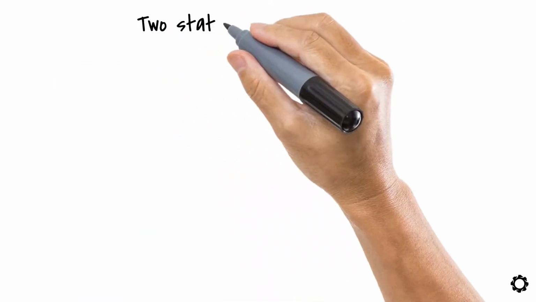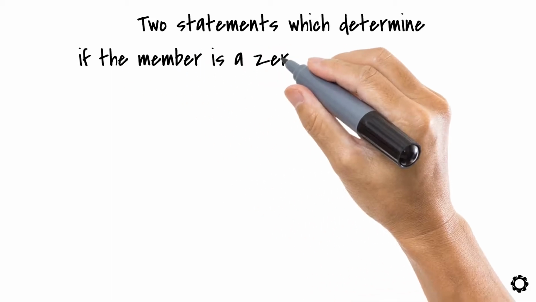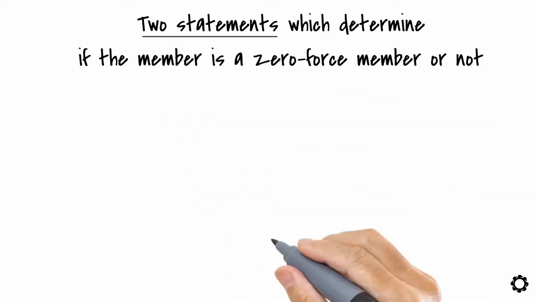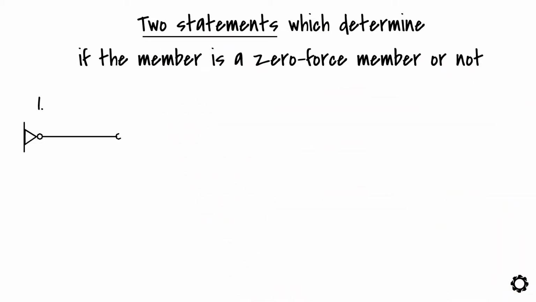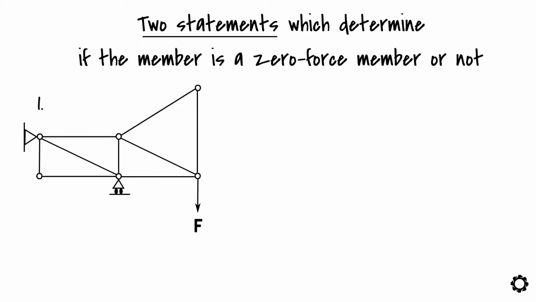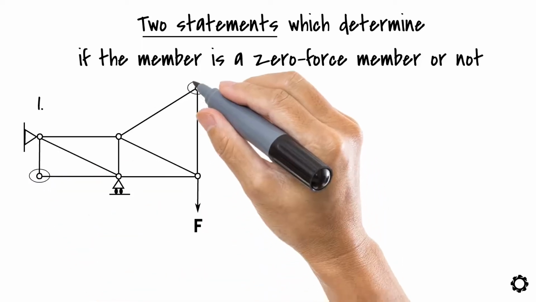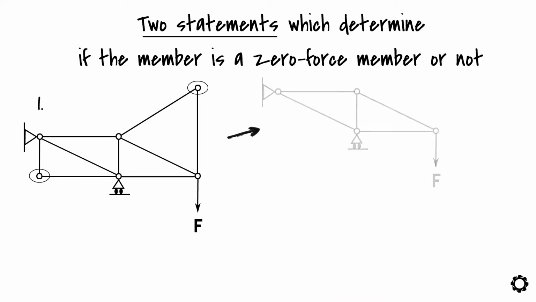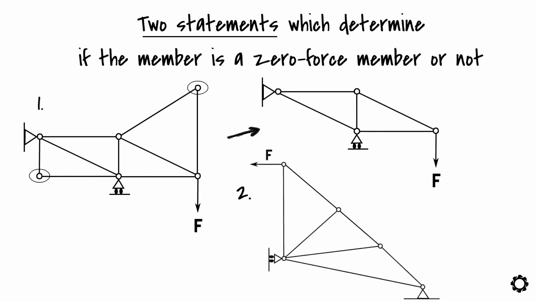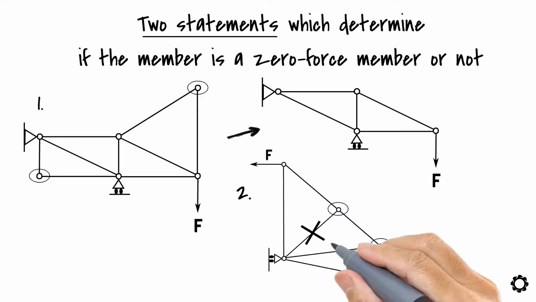There are two statements which determine if the member is a zero force member or not. The first statement tells us that if a truss has an unloaded joint to which there are two non-collinear members connected, then both these members are zero force members. Another statement tells us that if 3 members are connected to an unloaded joint of which 2 of the members are collinear, then the third one is a zero force member.